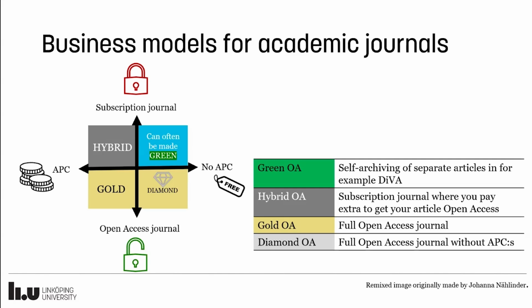On the top left quadrant, you have journals where you still have to pay to read the majority of the research, but you can pay to make your individual publication open access. In the bottom half, we have journals where everything is free to read, but you have to pay to publish. In gold journals and in diamond journals, they have some other business model. Maybe they're financed by a university, for instance, that pays for the costs of the journal.